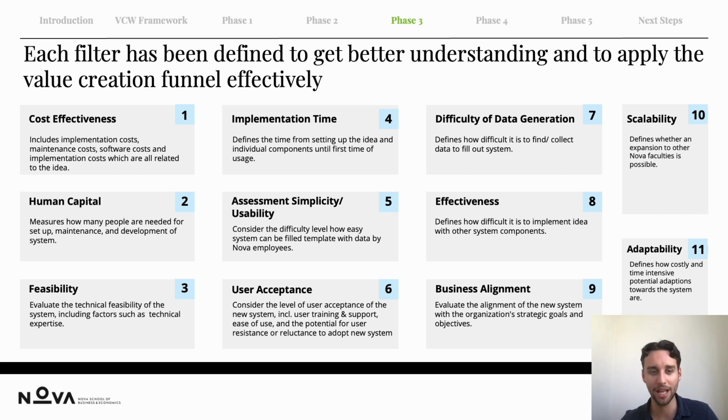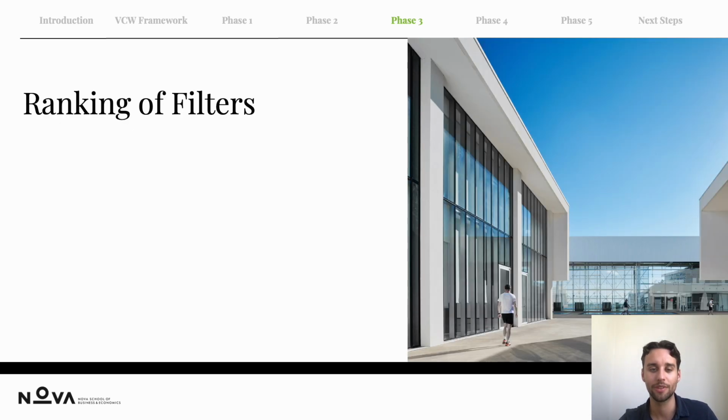So maybe let's look at human capital, where we can see that it measures how many people are needed for the setup, maintenance, and development of a system. And let's maybe also go into scalability, which is our point 10, which defines whether an expansion to other Nova faculties is possible. So here you can have a look at the different filters and what they basically mean. Let's now go into the ranking of the filters.